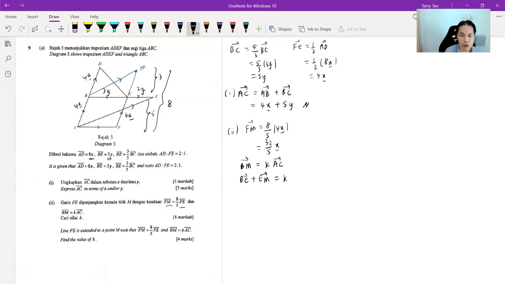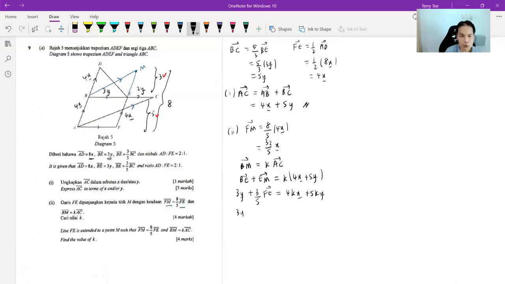So my AC, I already know my AC is 4x plus 5y. BE is 3y. EM is going to be 3 over 8 of FE. Should I say 3 over 5, not 3 over 8? Because this is 3, this is 5. Can you see this is 3, this is 5? So EM is 3 over 5 of FE. This one you can multiply inside: 4kx and 5ky.